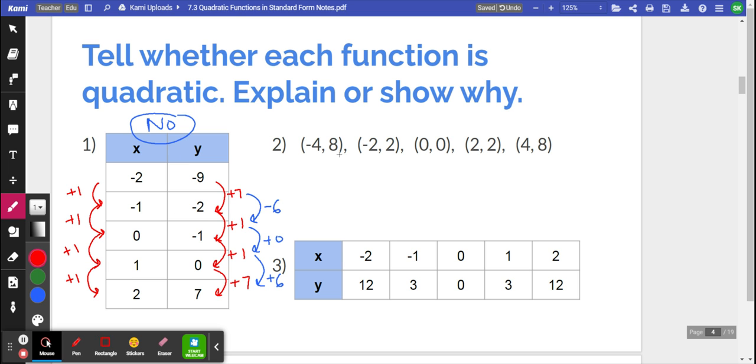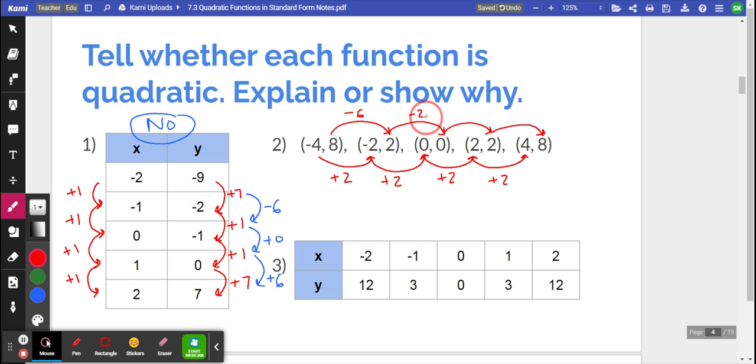For number 2, first again, we look at the x values. Are they going up at a constant rate? Yes, they are. It is increasing by 2 each time. And then let's look at the first differences in our y values. I see from 8 to 2 is minus 6. Then we take away 2. Then it's plus 2 and plus 6.